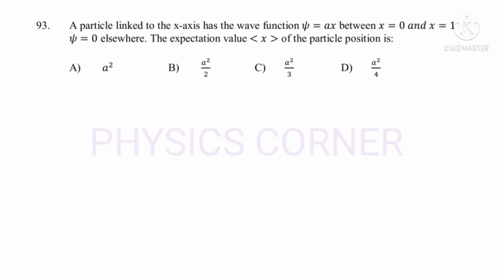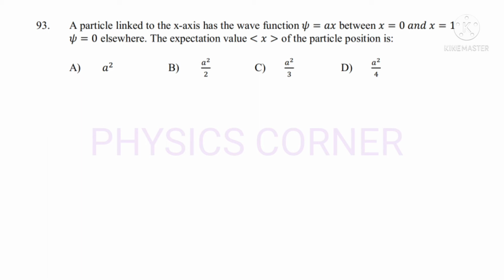Now the next question. A particle limited to the x-axis has the wave function psi equal to a into x between x equal to 0 and x equal to 1. Psi is equal to 0 elsewhere. The expectation value of the position, that is the expectation value of x of the particle, is a square by 2, a square by 3, or a square by 4.